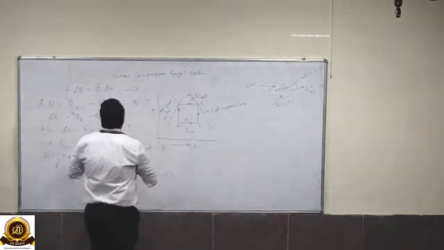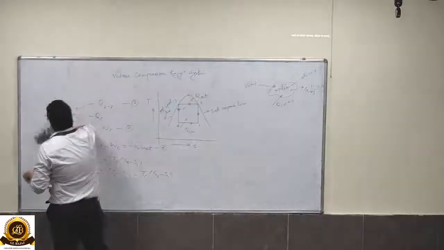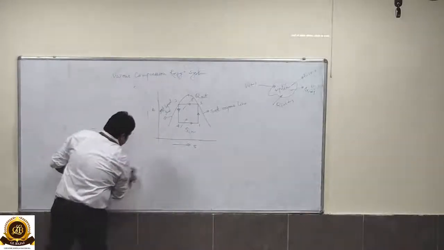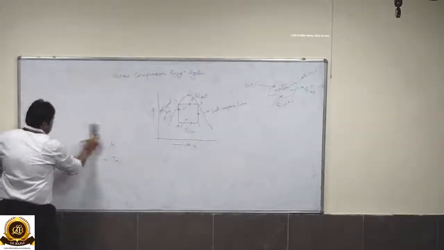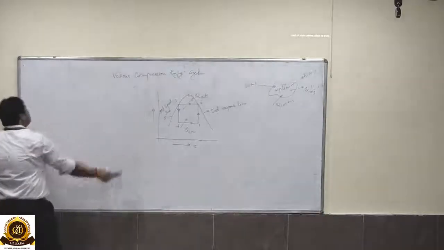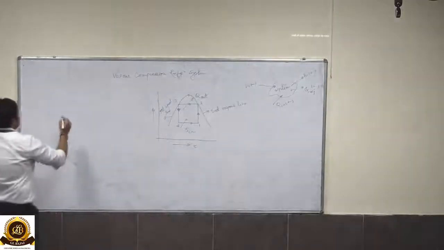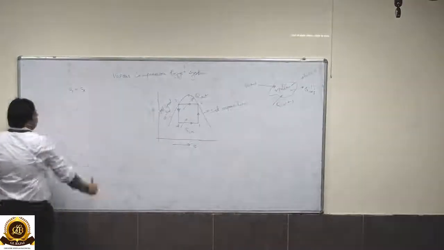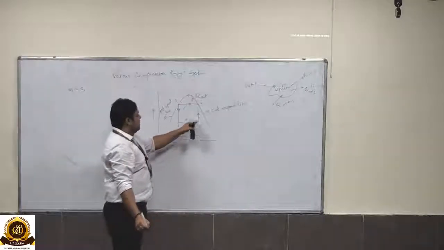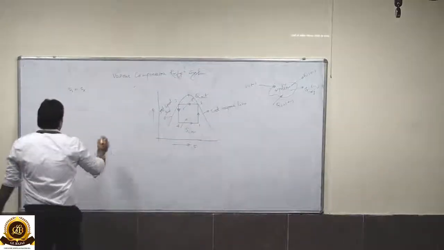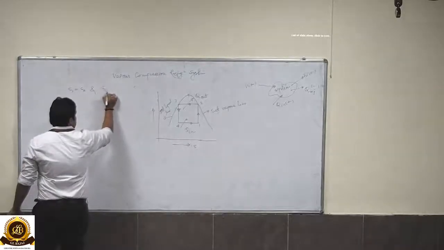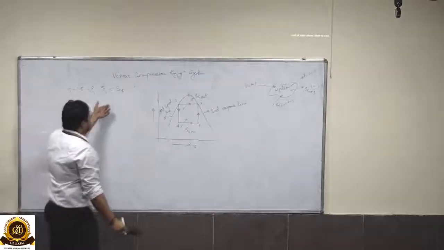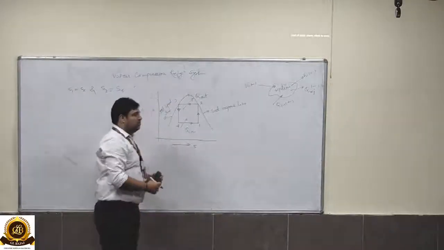Now we also know that entropy remains constant during the expansion as well as the compression process, that is S1 is equal to S2. We can see it from the curve because this is the isentropic compression process. Also S3 is equal to S4, that is entropy remains constant during the isentropic process.